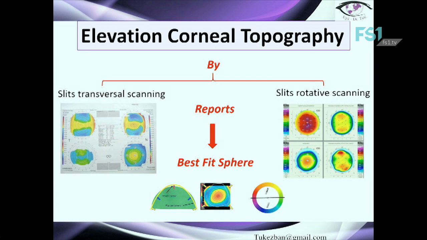Also, in this slide, I showed you that elevation corneal topography gives the information by slit transversal scanning and slit rotative scanning. Basically, all this information is about the best fit sphere, which is very important for the indications or contraindications for future corneal refractive surgery, of course.